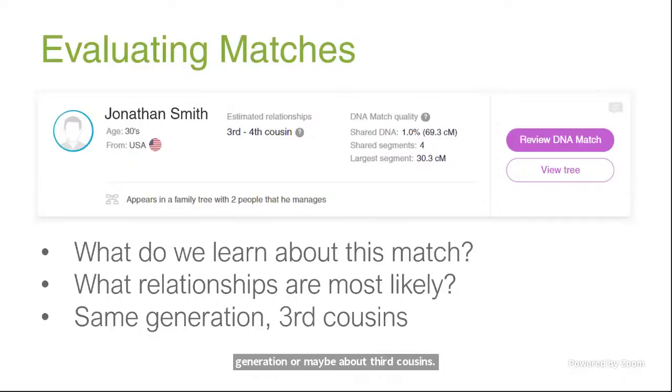Sometimes MyHeritage will also say, these are the common surnames between your tree and their tree. And they'll try and help you out with some suggestions about some relationships. So again, evaluating the match first gives me at least a clue of what I'm looking for as I try and look for the common ancestor.